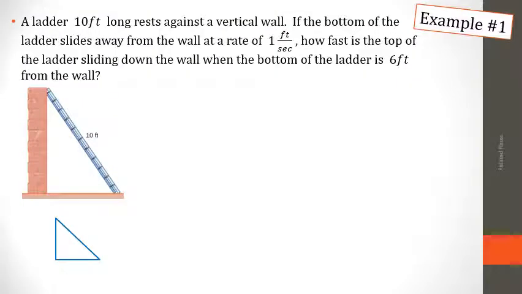Okay, in this example, you have a ladder. It's 10 feet long and it rests against a vertical wall. The bottom of the ladder is sliding away from the wall at a rate of 1 foot per second. And so that's going to be important. And then it says, if the bottom of the ladder slides away from the wall at a rate of 1 foot per second, how fast is the top of the ladder sliding down the wall when the bottom of the ladder is 6 feet from the wall?